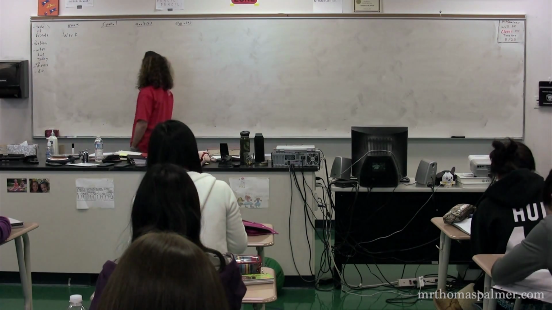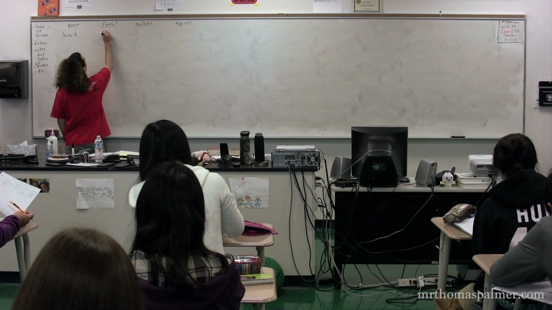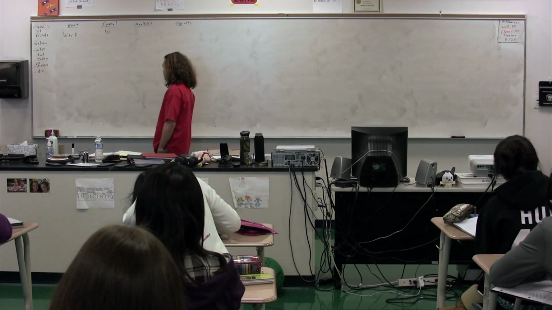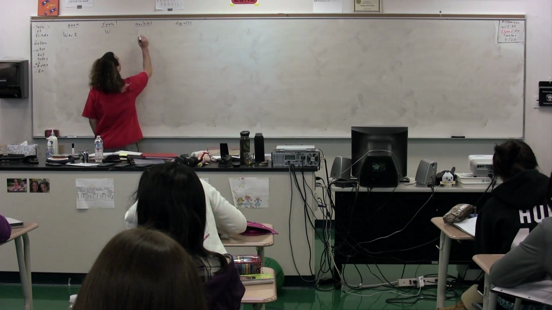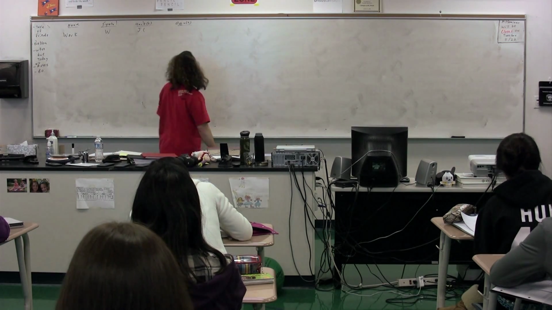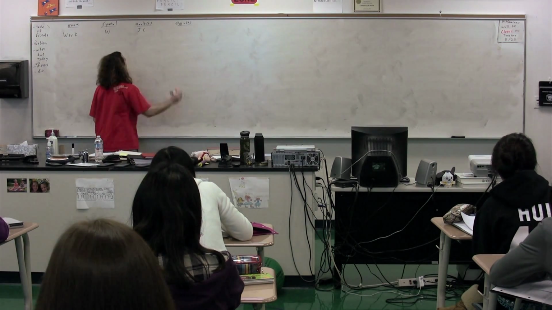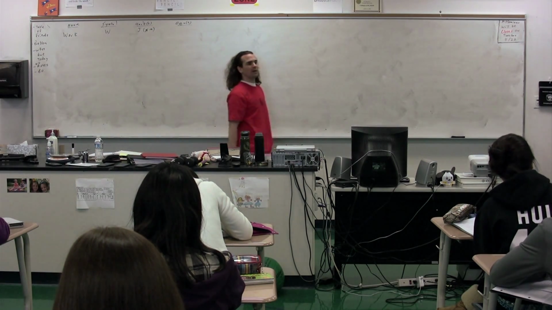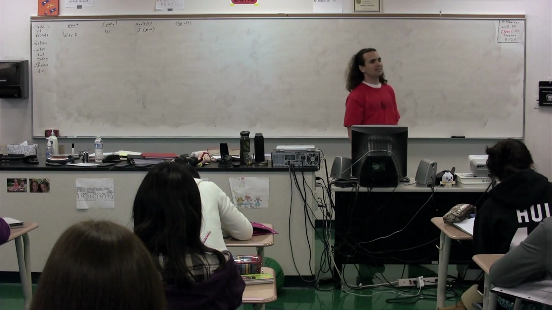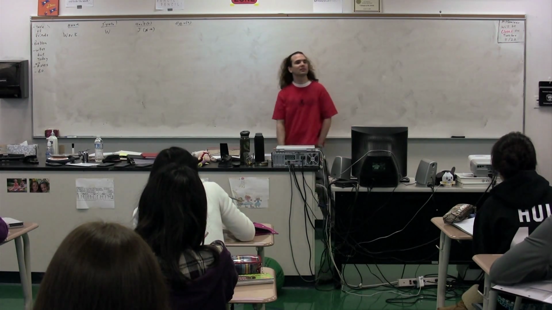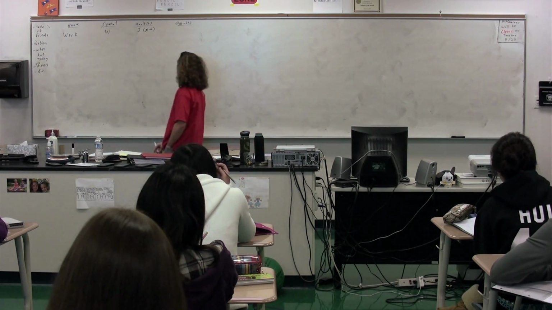The symbol we use for work is what? W. Capital W. What are the dimensions for work? Joules. What is a joule? Newtons times meters. Good. A Newton meter or Newton times meter. What is a Newton in base SI dimensions? Kilogram times meter per second squared. Great. Kilograms times meters per second squared.